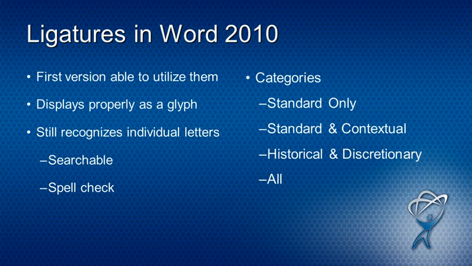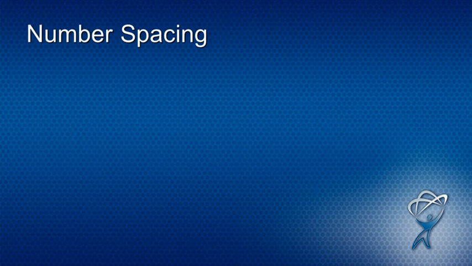Let's talk a little bit about some extra things that we have available as far as ligatures and the other stylistic effects that come with Word 2010. The first would be something called number spacing. As you might expect, number spacing has to do with the spacing of numbers. There are 3 different types of number spacing features that we get with OpenType fonts. The first, of course, is the default, which is what we see unless we make a change.